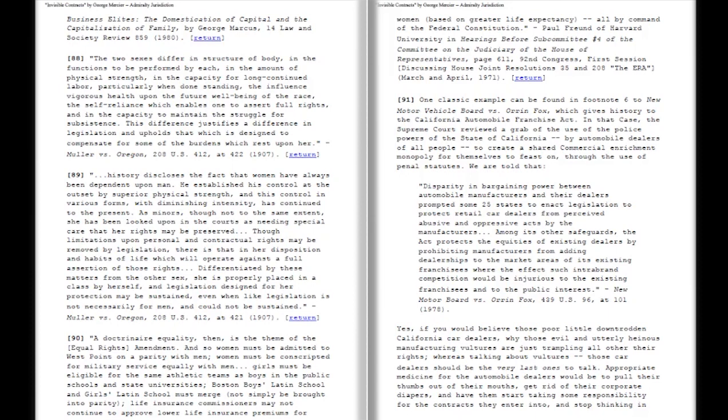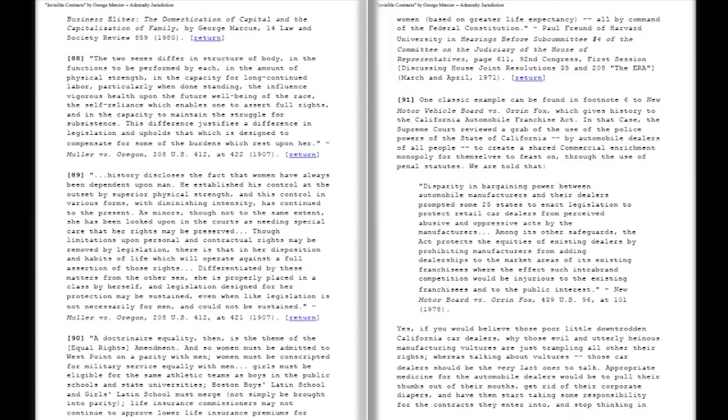89. History discloses the fact that women have always been dependent upon man. He established his control at the outset by superior physical strength, and this control in various forms, with diminishing intensity, has continued to the present. As minors, though not to the same extent, she has been looked upon in the courts as needing special care that her rights may be preserved. Though limitations upon personal and contractual rights may be removed by legislation, there is that in her disposition and habits of life which will operate against a full assertion of those rights. Differentiated by these matters from the other sex, she is properly placed in a class by herself, and legislation designed for her protection may be sustained, even when like legislation is not necessarily for men, and could not be sustained. Muller v. Oregon, 208 U.S. 412 at 421, 1907.